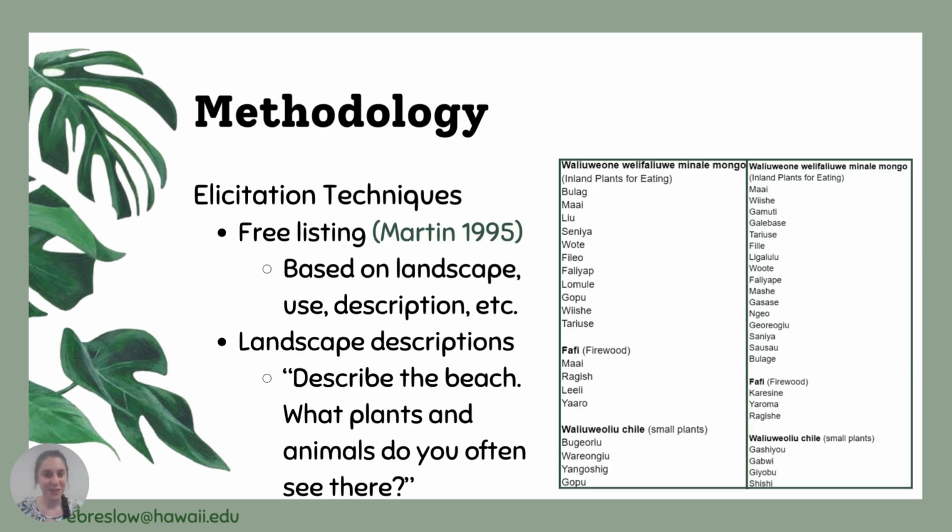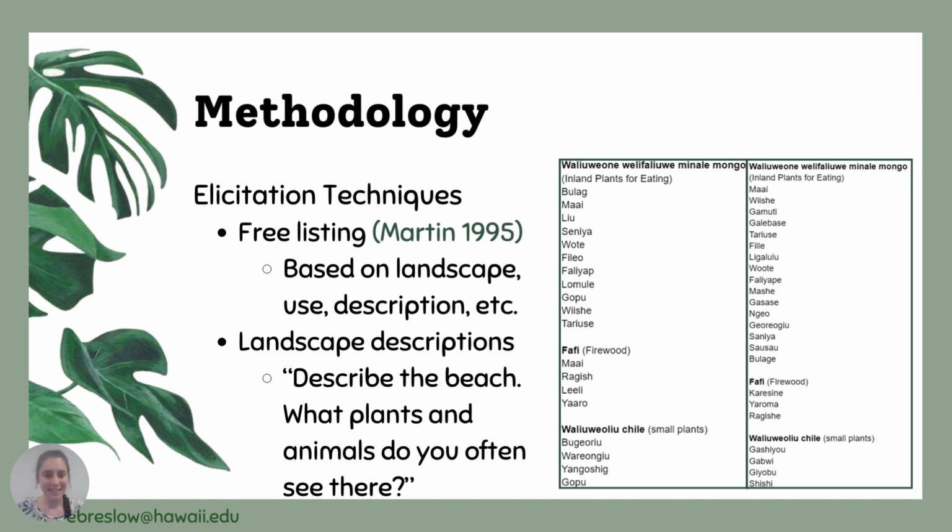I also used free listing based on March in 1995, where I would ask the speakers, okay, think about plants that grow inland and are good for eating. List all of them, everything that comes to mind. Or plants that are good for firewood. List all of them. This is very useful for triggering memory to think about more plants and also to get a little bit of information about what plants are good for what.